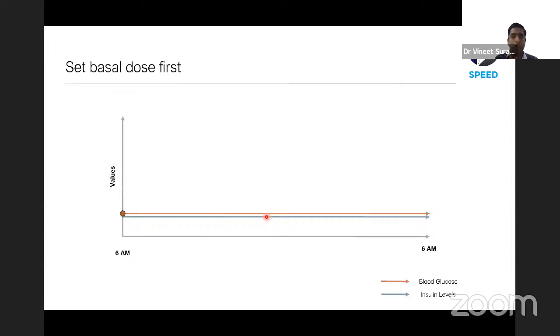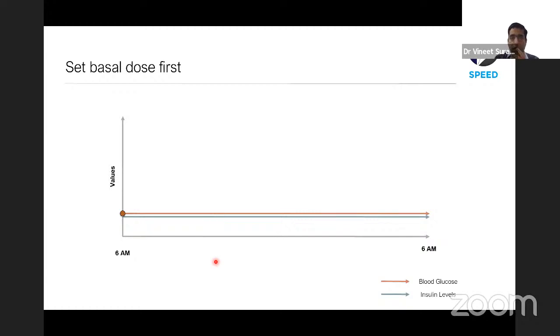Now, the most important part which we need to understand, before we go into that and start doing everything, is to do it correctly, because this sometimes leads to a lot of mess. First thing is set the basal first. And this is a very, very old dictum. It says you first correct the basal, correct the fasting, and then you will find that the rest of the things become a little easier to correct.